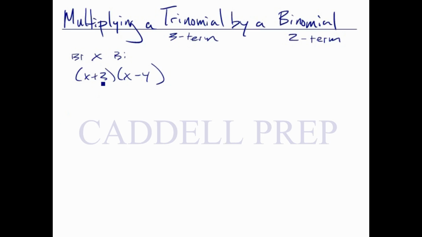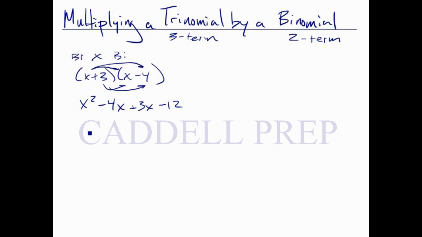And what we do is we just distribute. So we distribute this x into both of these. So we get x times x is x squared. X times negative 4 is negative 4x. Then distribute the 3 to both, because we just distributed the x to both, so now we distribute the next term in. So 3 times x is 3x. And 3 times negative 4 is negative 12.